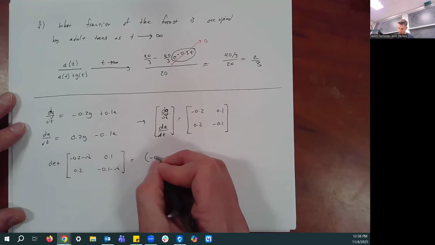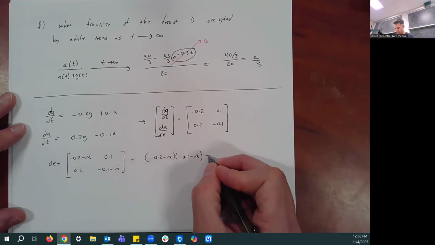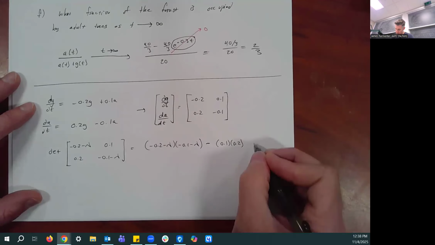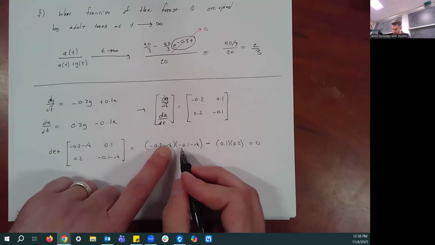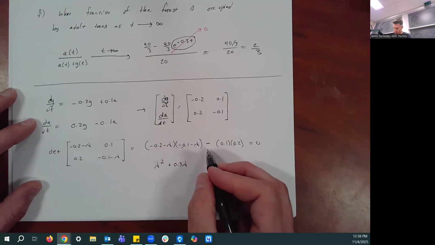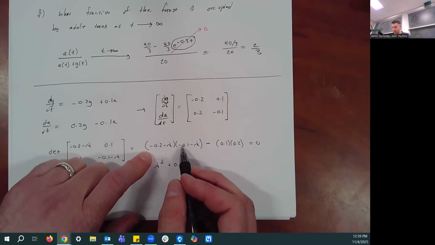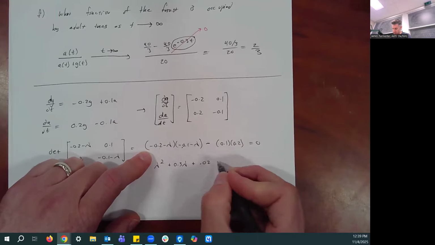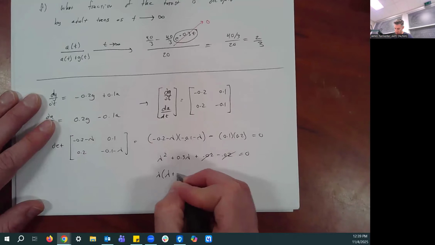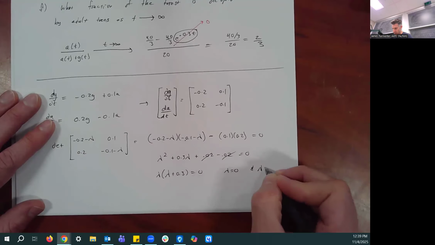That's going to be negative 0.2 minus lambda times negative 0.1 minus lambda equal to minus 0.1 times 0.2. So let's see, multiplying this out, we have lambda squared, plus 0.1 lambda plus 0.2 lambda for a plus 0.3 lambda. And then we have the things that are going to cancel out: negative 0.2 times negative 0.1, which is 0.02, minus 0.02. So this factors as lambda times lambda plus 0.3 equal to 0, which gives lambda equal to 0 and lambda equal to negative 0.3.